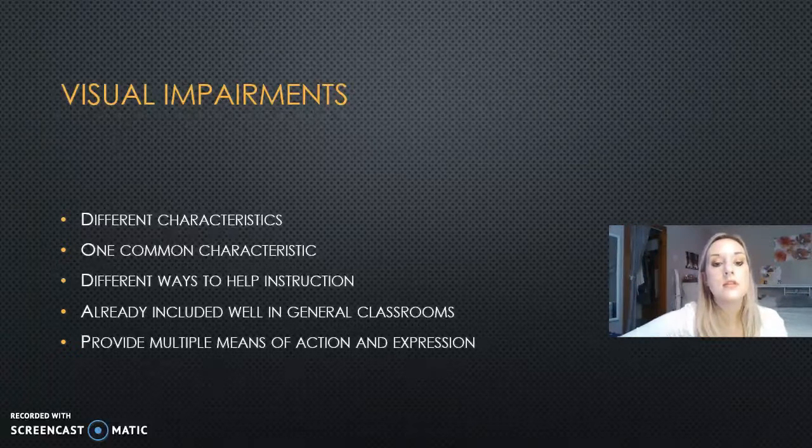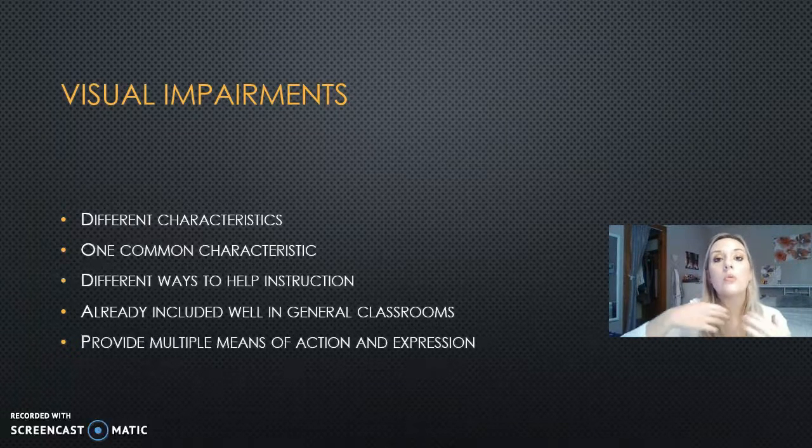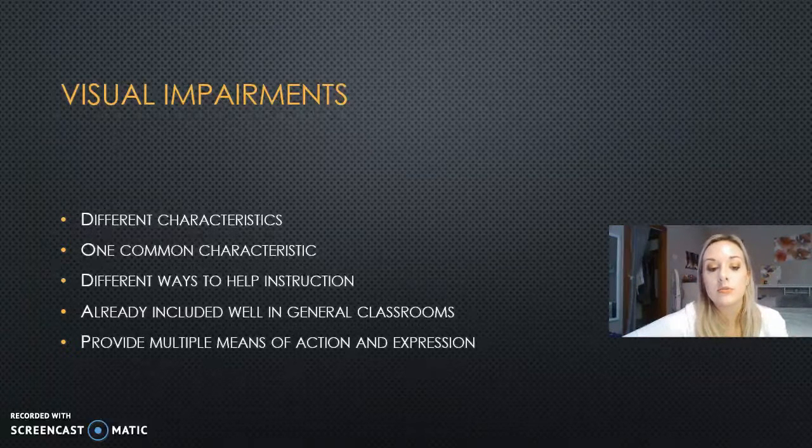Ways to implement the universal design for learning would be to provide multiple means for action and expression, which would allow the student to use the assistive technologies that are given to them, which would in turn increase the success that they have in their classroom. Because if they don't have the option to use these assistive technologies, they're really not going to do as well.